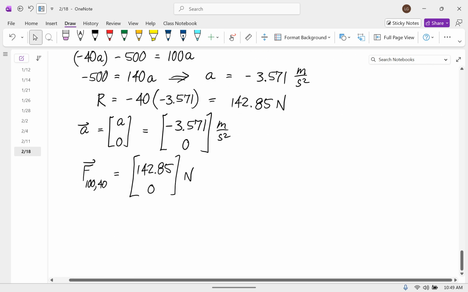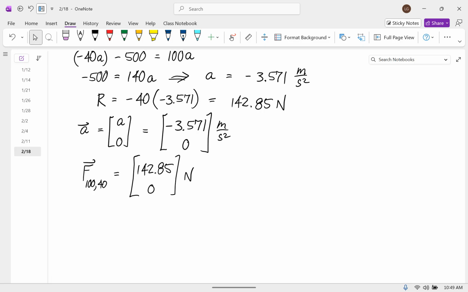So from looking at that free body diagram, really what you're telling for the R vector is just which direction it goes? Yeah. The magnitudes are the same? Right. And so now, what if it had asked for the force vector on the 40 by the 100? Exactly. Newton's third law says that if you switch the order of the subscripts, you just switch the signs of the components. So this is negative 142.85.